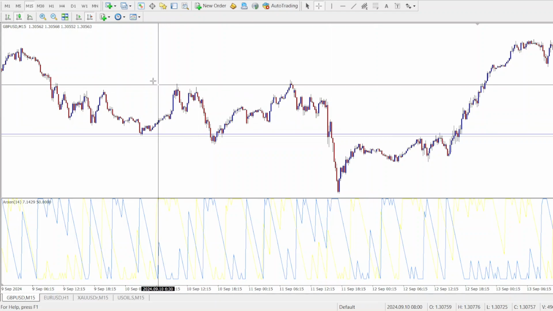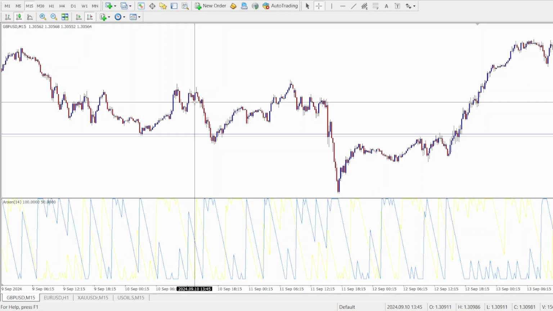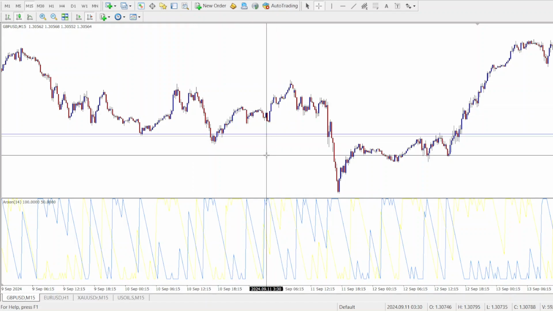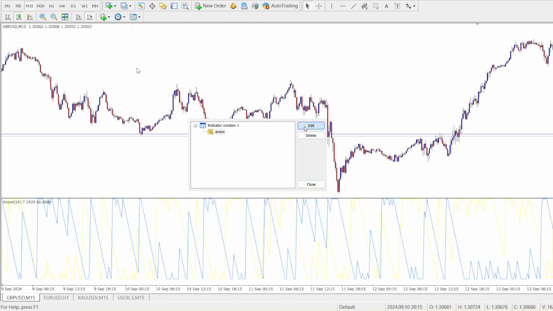Okay, so for your scalping strategy, settings of 14 to 20 for the value is okay. Now if you are a day trader, well, maybe for scalping you can use between 14 to 16. Yeah, 14 to 16 should be okay.